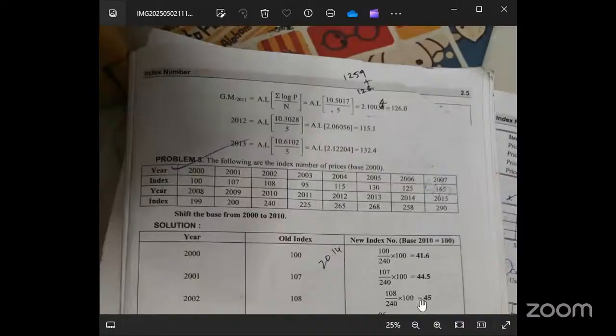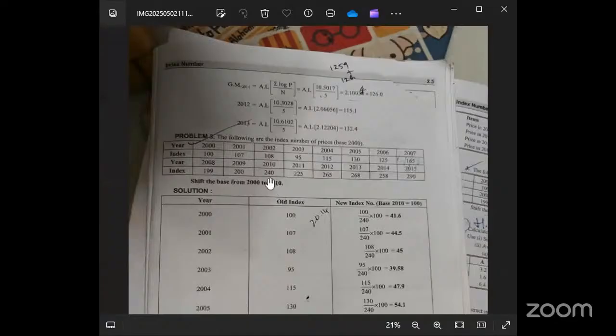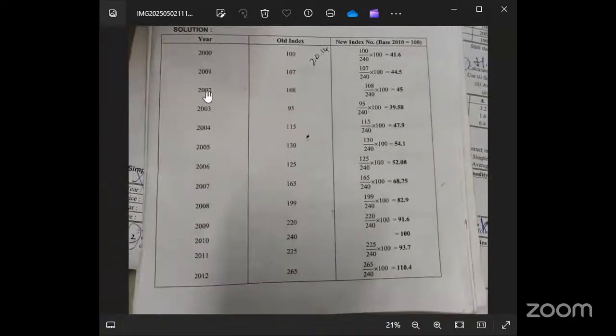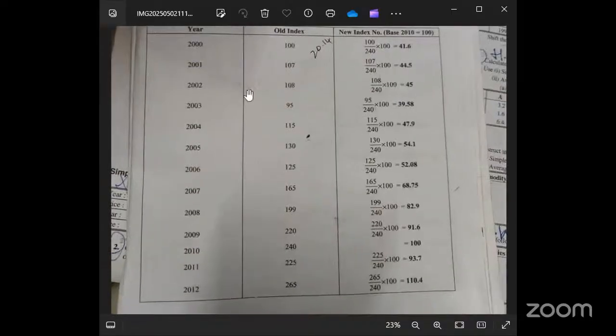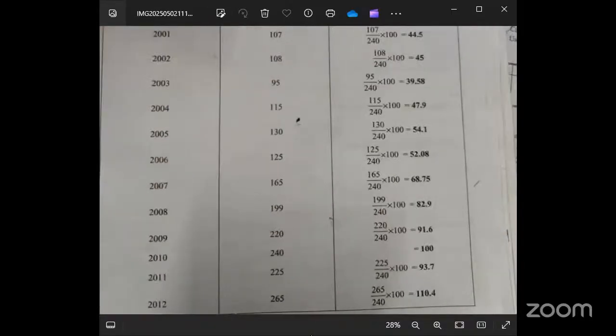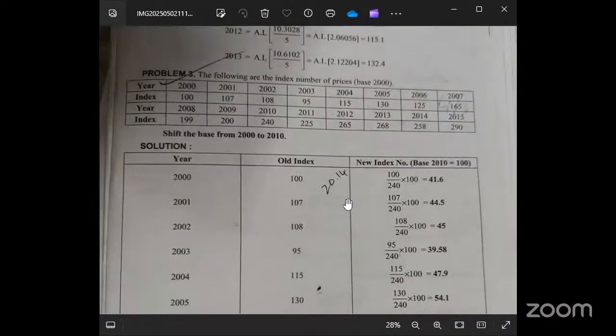The following are the index numbers of the prices. Base year is 2000. So we have 2001, 2, 3 up to 2015. The index is also given, 100, 107, like that. So we need to put it in a horizontal way. We need to find out the new index number. 2000 is base, so 100. So 100 by 240.